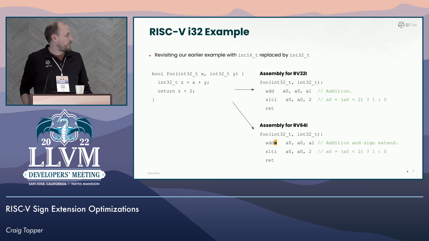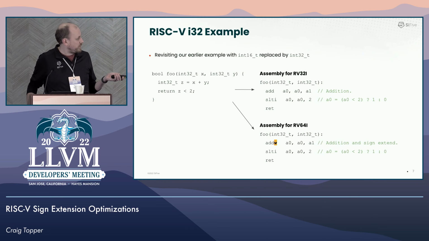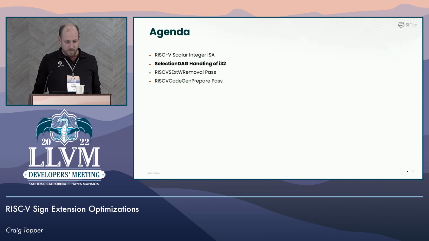So if we go back to our earlier example, I've replaced the 16-bit types with 32-bit integers, and now we don't need any extra shift instructions because we have used the W instruction here, which will do the add and then immediately sign extend the result before it's written to the register. So that's the kind of optimizations we get to do using these instructions to avoid the extra comparison.